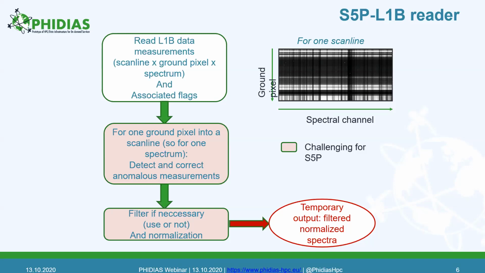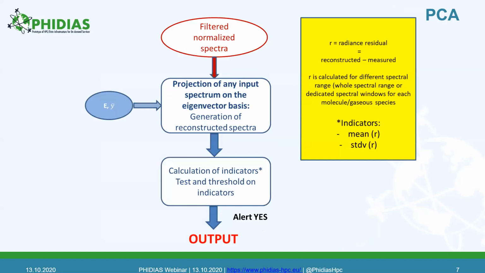Note that I put two modules in pink. These are very challenging for Sentinel-5 Precursor, and I will come back to this aspect later. The second part of the algorithm is the principal component analysis itself. The input is the filtered normalized spectra. We use the set of eigenvalues, in blue, all in the same module. We project each spectrum on the eigenvector basis, and we generate the reconstructed spectra. After that, it's time to calculate indicators and test them against thresholds, and if we have an alert signal, we give outputs.